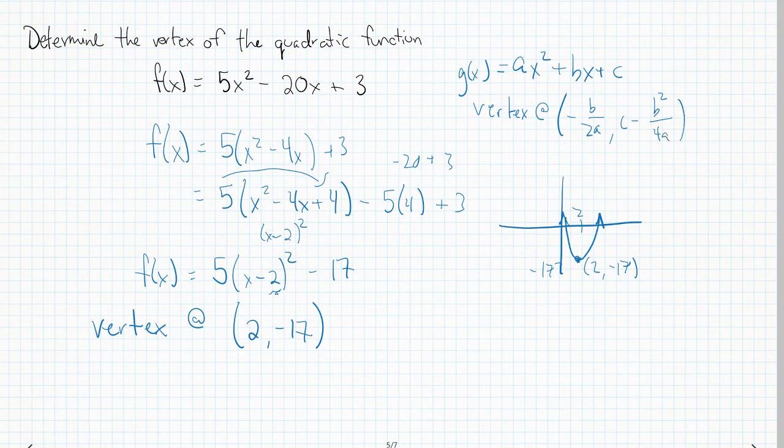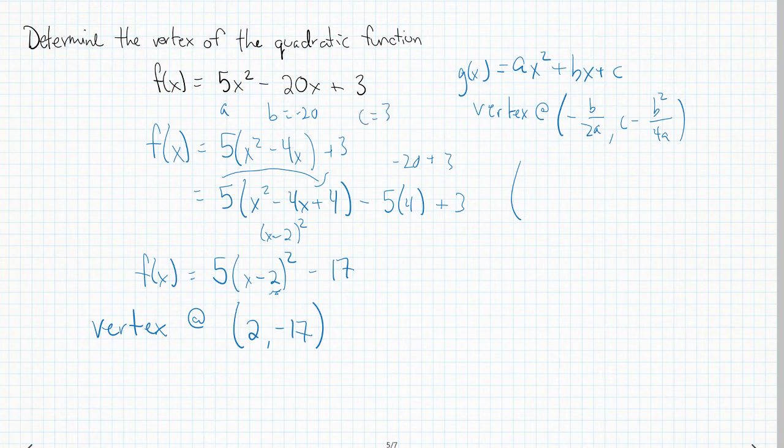So, remember, x and y values is what we're getting at. So x values, we can find that first. So we get the negative b over 2a. So this is a, b equals negative 20, by the way, and c equals 3.